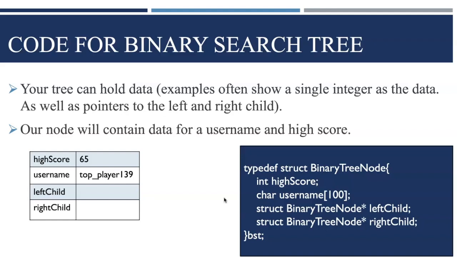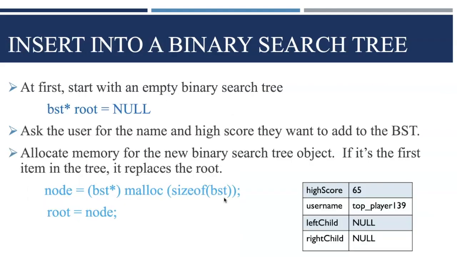So the very first time you're adding something to your binary search tree, your root node is going to be pointing at nothing. There's nothing in the tree yet. So we'll need to ask the user, what's the name of the person with the high score? What's the number you want to add for the high score? We'll dynamically allocate enough memory for that binary search tree node with malloc, and then we'll go ahead and make that our root.